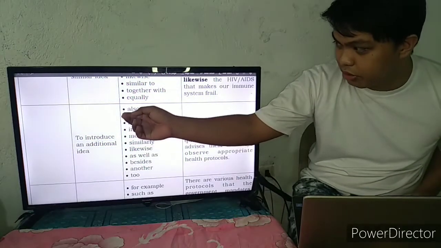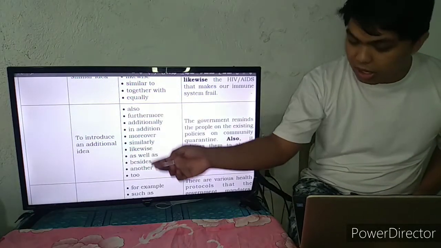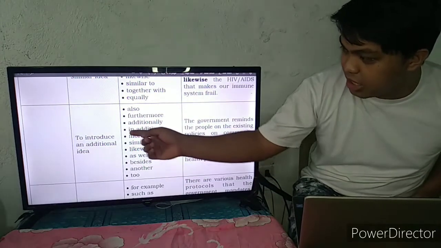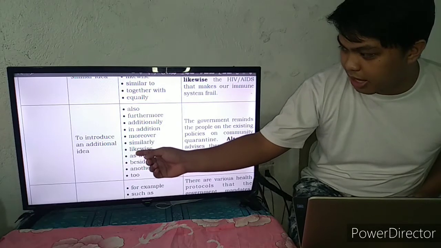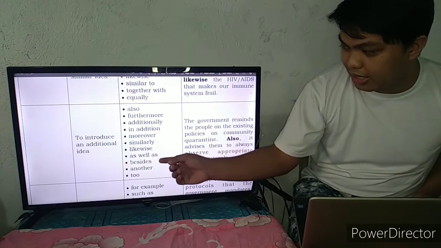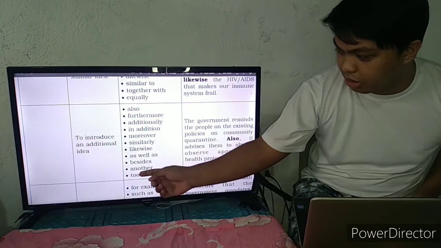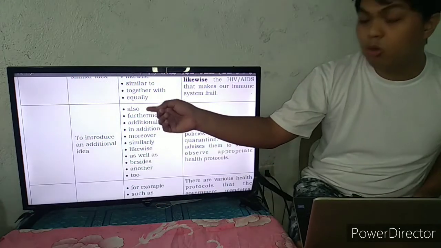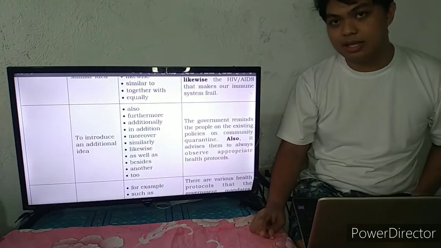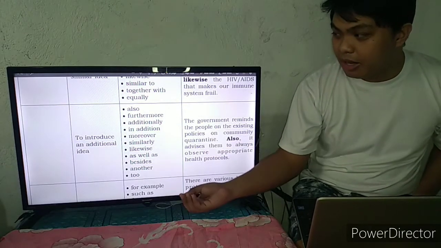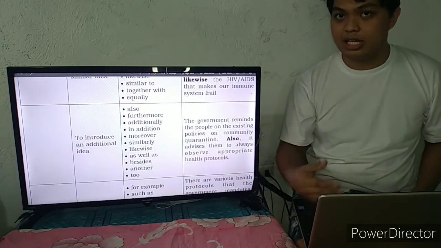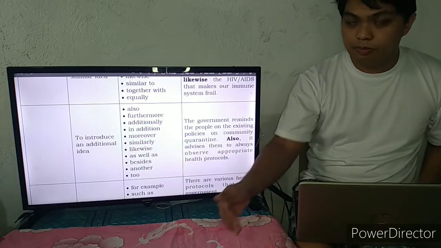It can be also, furthermore, additionally, in addition, moreover, similarly, likewise, as well as, besides, another, to. Ito yung mga words na ginagamit natin sa isang sentence na kung saan makakapag-addition siya ng isang idea sa naunang idea.